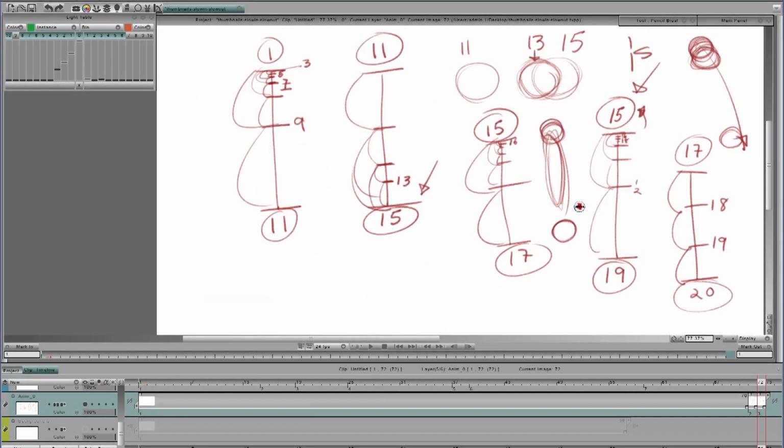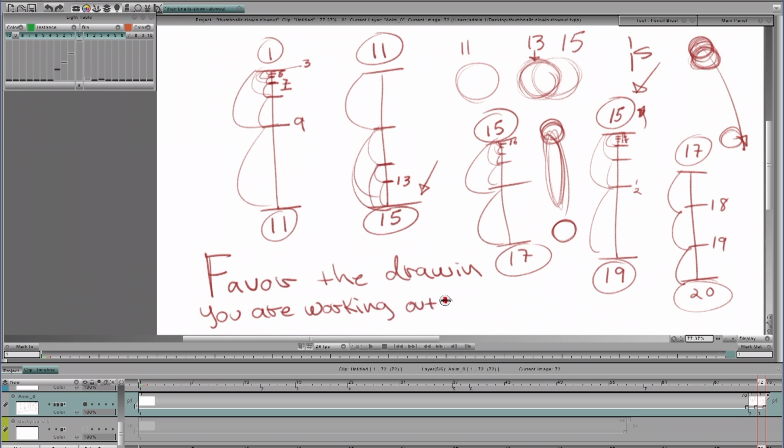Here are the even charts. Here is the charts that are showing charts that favor the drawing you're slowing out or into. That's these type of charts. So remember that. That's how you get more snap into your animation.